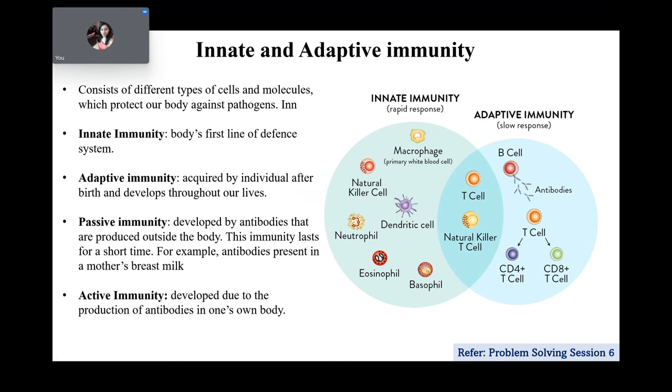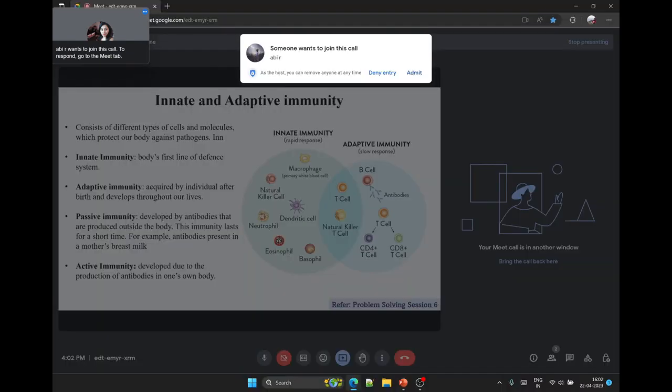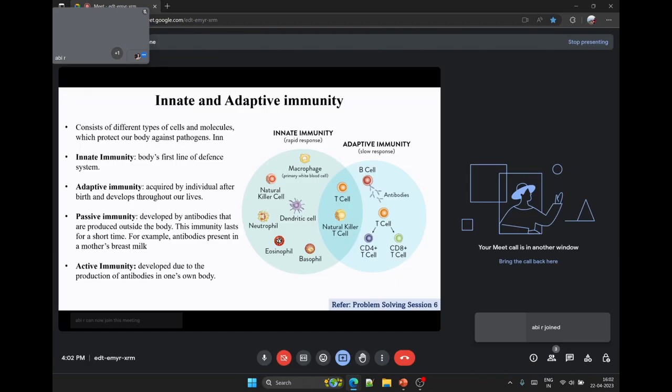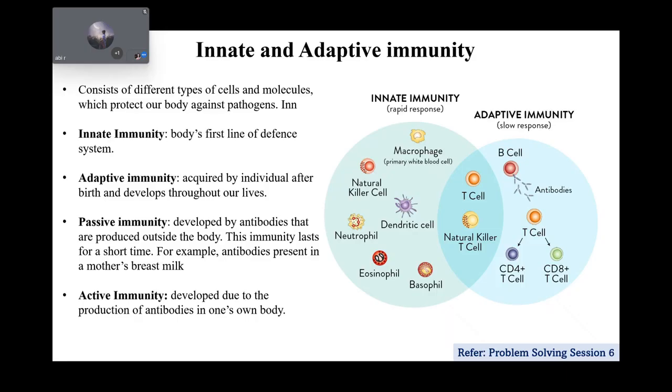So we have already done this, where we have seen that the immune system can be divided into very many types of immunity, classified into various types. So one of the classifications divide them as innate and adaptive immunity.